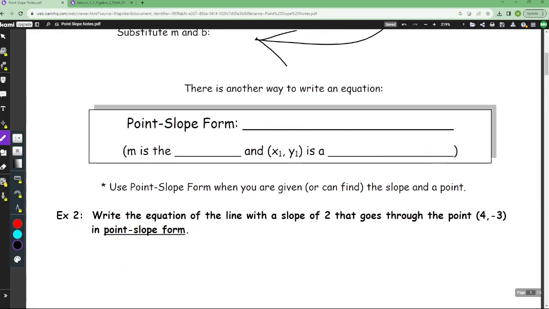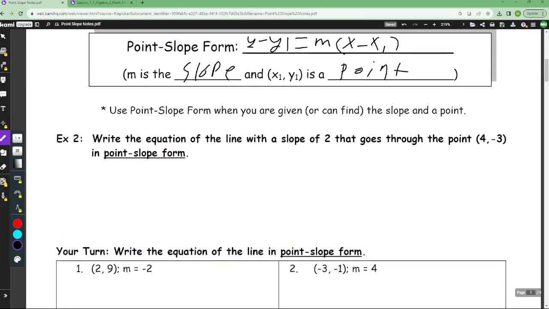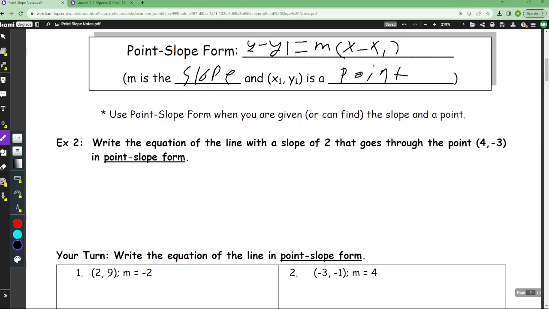So there is actually another way to write the equation, and that is point slope form, which you probably have done before. Y minus y1 equals m times the quantity of x minus x1. M is, once again, the slope, and x1, y1 is a coordinate pair, or a point. So point slope form is when you are given the slope and a point, or you can find it.